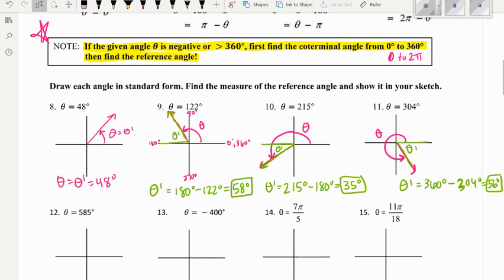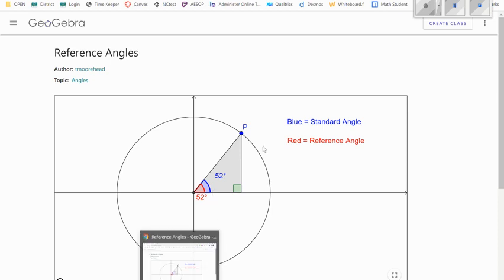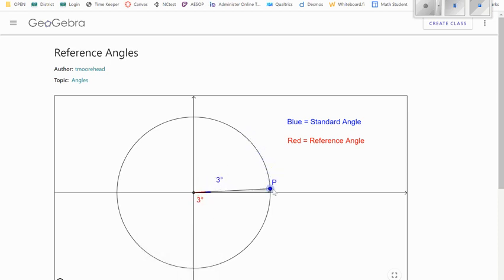So even just to look at another visual, you can see here in the first quadrant, if you're between 0 and 360, your reference angle is the given angle. In the second quadrant, notice that, again, the blue is the standard angle and the red is the reference angle. So when we had about 122, we get that's 58 degrees. And when we are in the third quadrant, we had 215, which gives us a reference angle of 35 degrees.